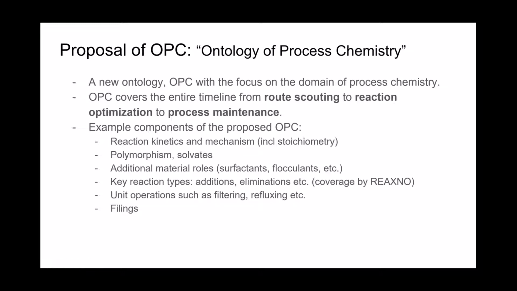So it will cover the entire timeline from route scouting to reaction optimization to process maintenance. So we provide some example components of the proposed OPC, including reaction kinetics and the mechanism, polymorphism, additional material roles like surfactants, and then key reaction types like additions, eliminations, etc. And the unit operations such as filtering, refluxing, filings. So some of the terms may come from other ontologies, but we would like to put all together and fill up major gaps.